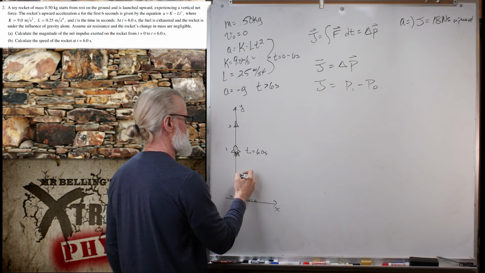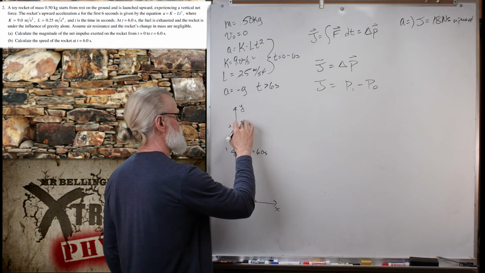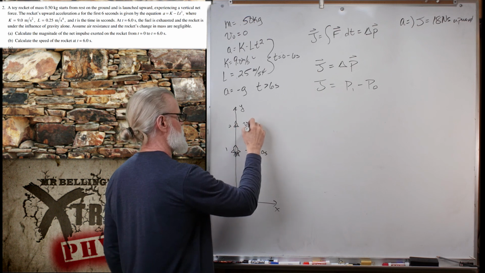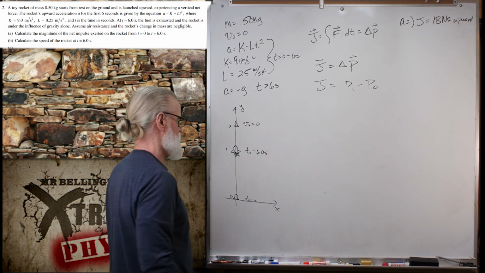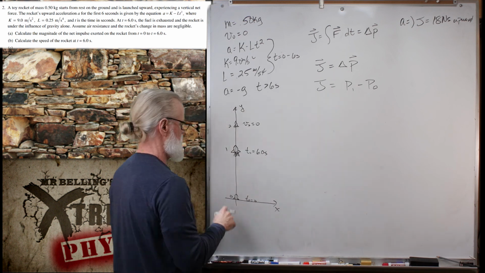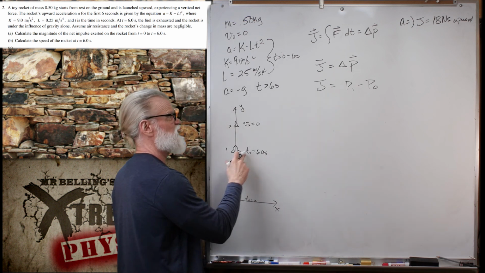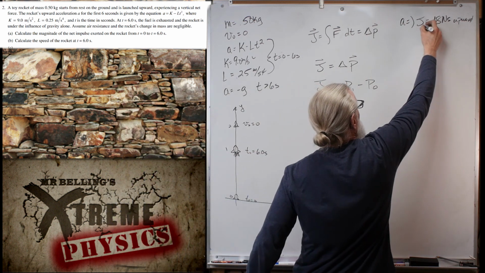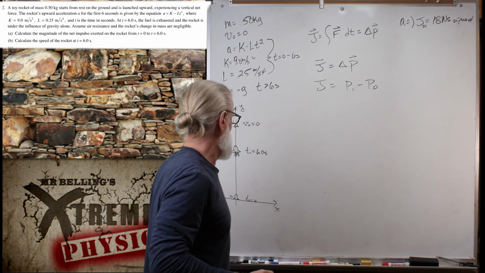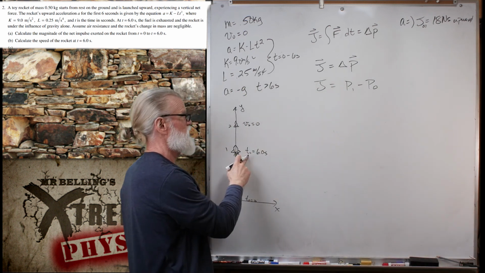This is when the fuel runs out. It's going to coast, and I'll say V2 equals 0. That's when it's going to stop, and then it's going to fall back down. There's an impulse from here to here. This is the impulse from 0 to 1.